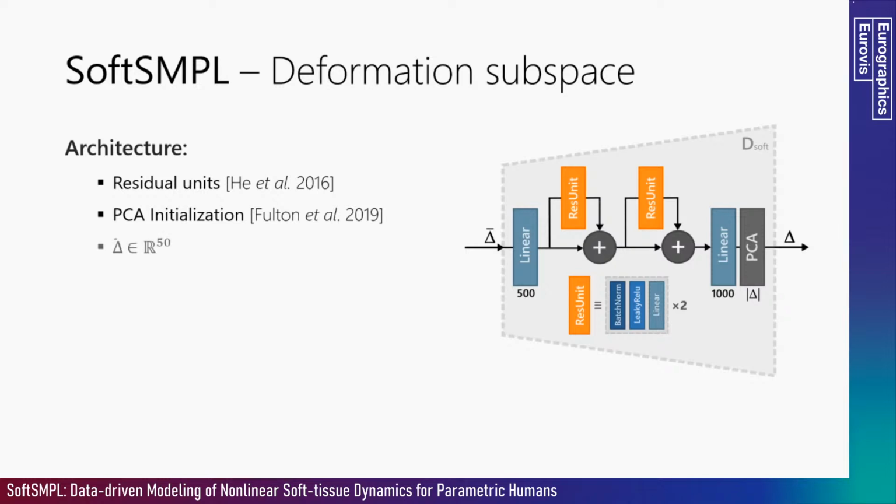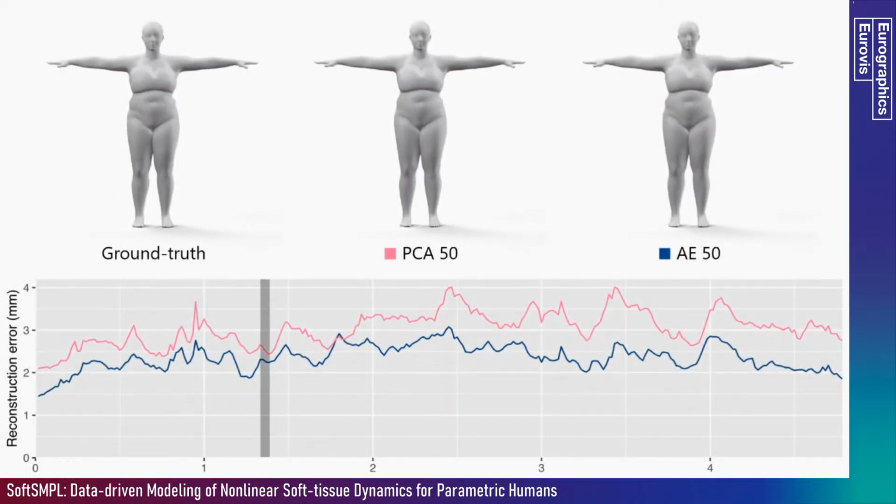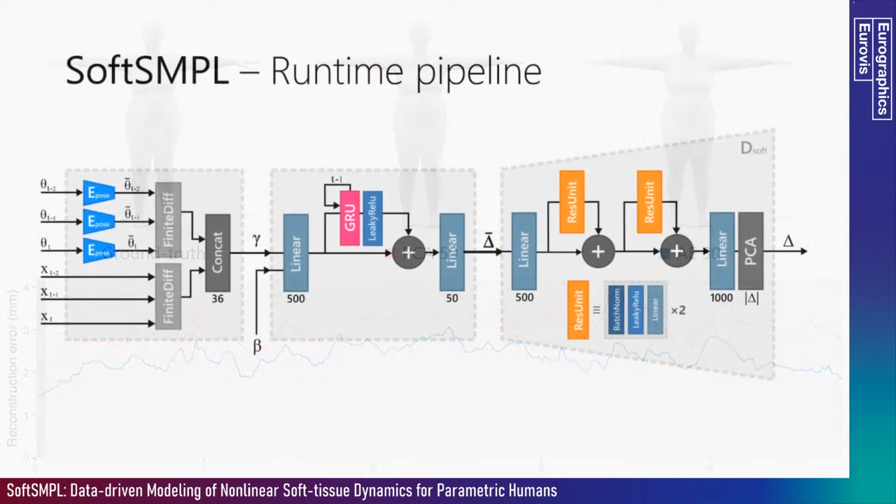For the size of the latent space, we choose 50 dimensions, since it's a good trade-off between reconstruction quality and compression. Finally, the autoencoder is trained by minimizing error in the surface and the normal vectors of the reconstructed mesh. This comparison shows that our autoencoder can reconstruct the deformations better than PCA. Moreover, the autoencoder is capable of reconstructing high-frequency details, which are important to achieve realistic soft tissue animations. And that concludes the description of the method.